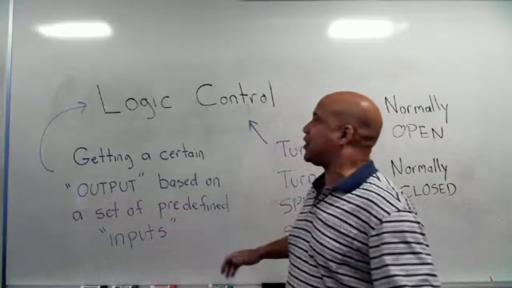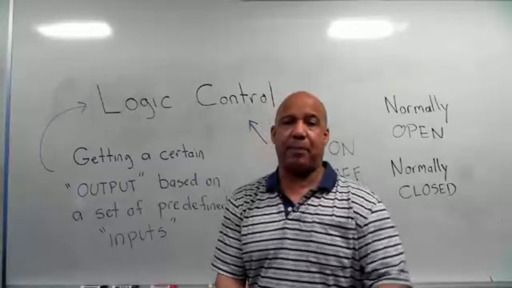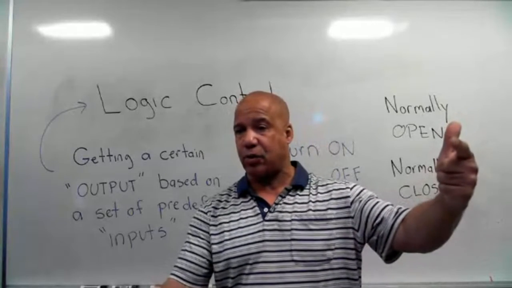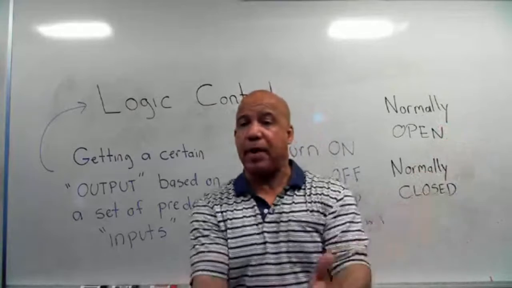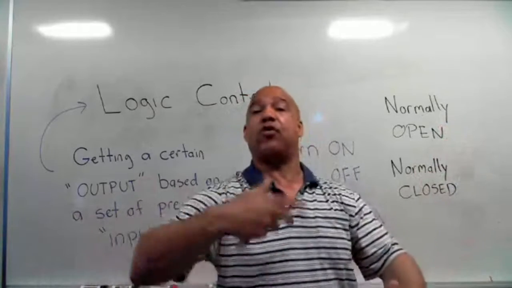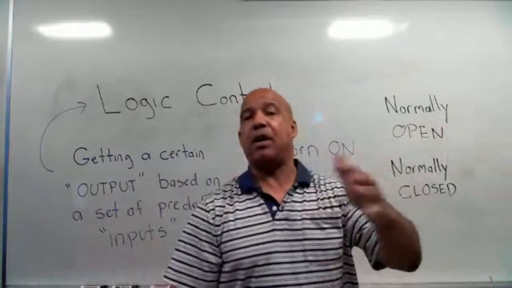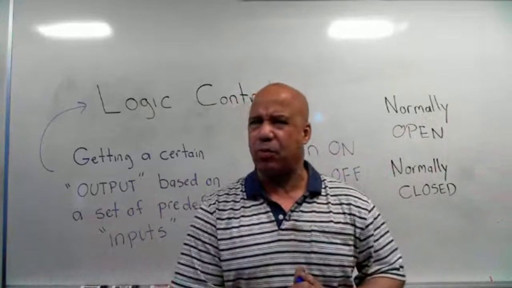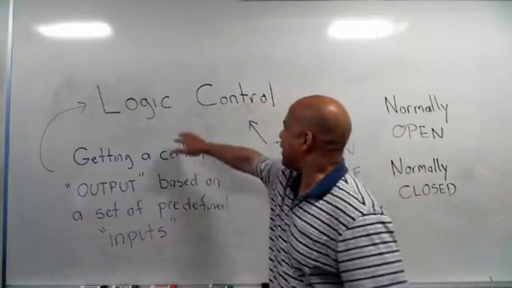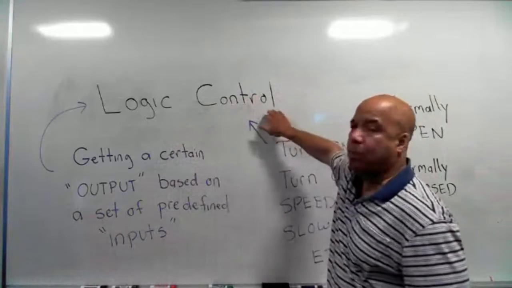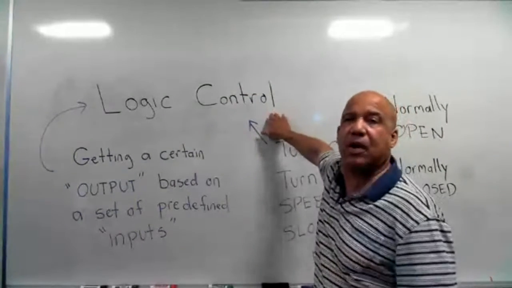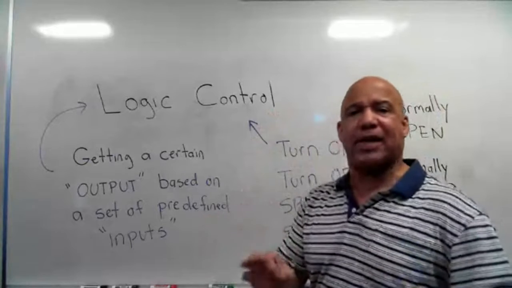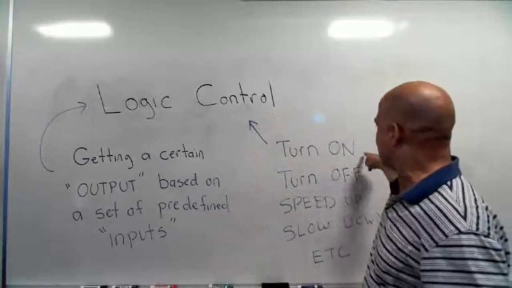An output is some device that you want to control. It might be something as simple as a light bulb. In the case of the garage door opener, it might be a motor. There are a whole lot of things you might want to control based on a certain number or combination of input conditions. So that's the logic part of it, and then the control part. What does it mean to control something? In the simplest way to think about it, if I want to control anything, I can turn something on.